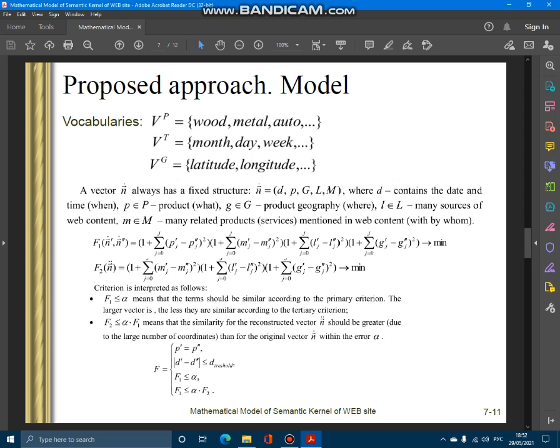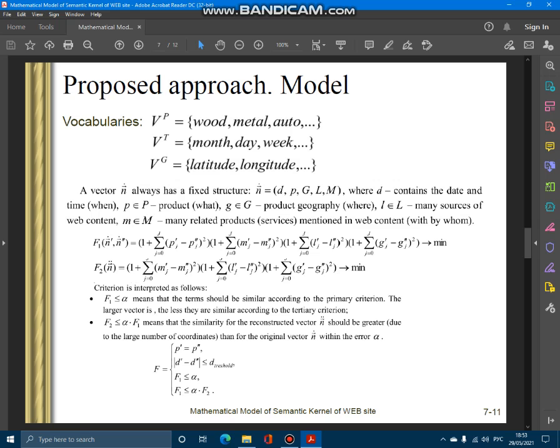Slide number 7. It is based on the following assumptions. First, we will assume that the kernel is formed by terms that belong to three dictionaries. Accordingly, there are dictionaries of terms describing a product, time, as well as geography and location on the map. That is, we indicate where, when, and what product or service we want to sell or buy.